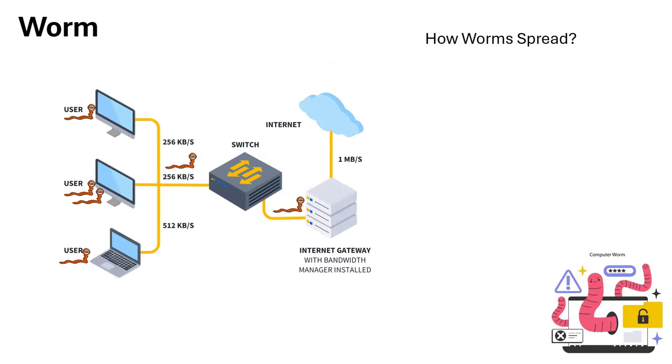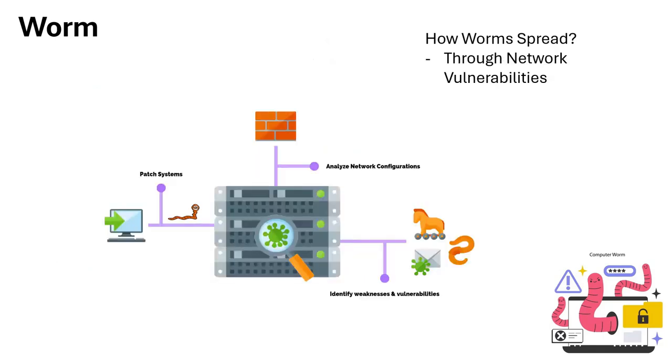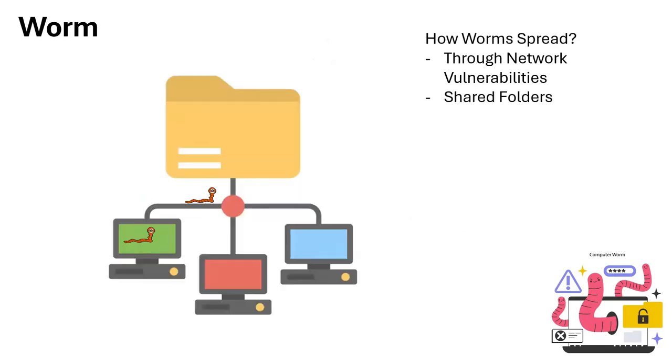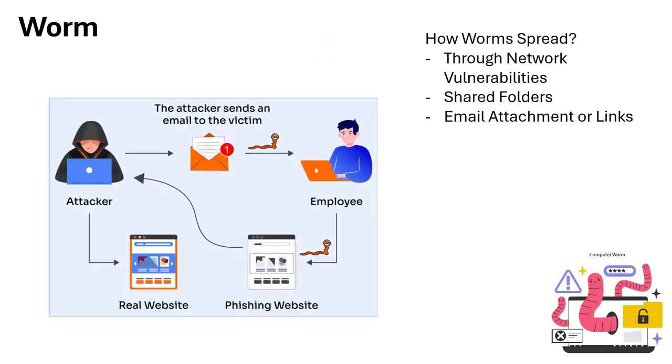So how does a worm spread? A worm can spread through vulnerable networks. If the network is not protected or the firewall is misconfigured, then the worm can easily spread through the network. Sometimes we create shared folders to share files between systems, and with the help of a shared folder, the worm can also spread between the systems.